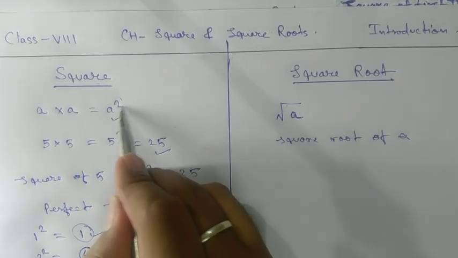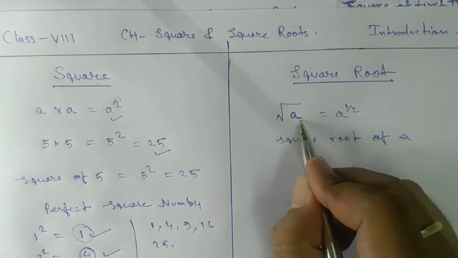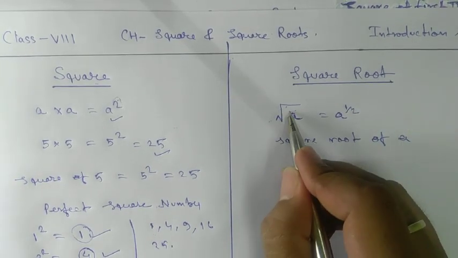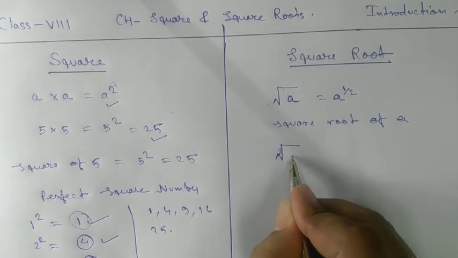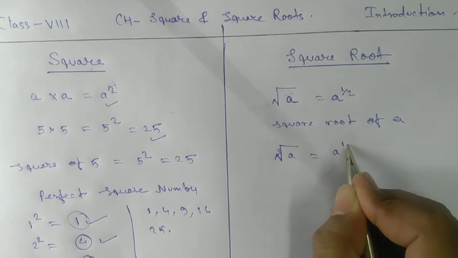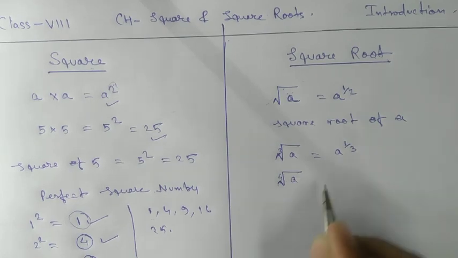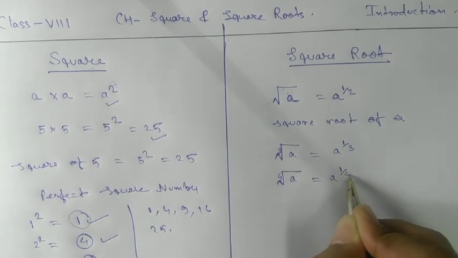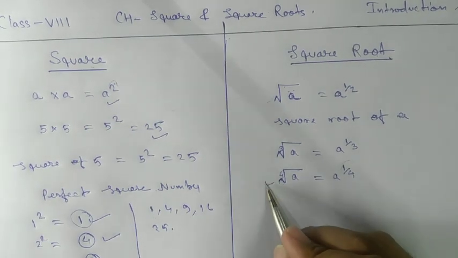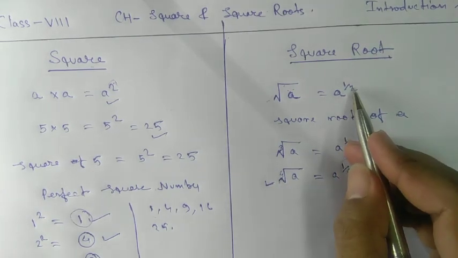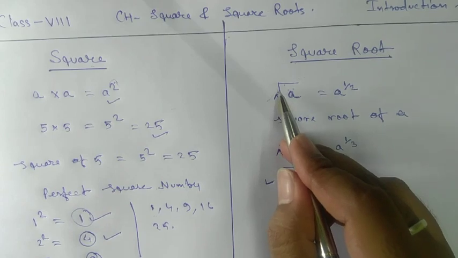What is the meaning of this one? See, here the power is 2, and what about this? Here the power is half. Generally we write this half in this form. Now if we take 3, it will look like a to the power 1/3. If we take 4 inside this part, it will be written as a to the power 1/4. When the power is in fraction, we represent it with this symbol. For 2 we generally don't write it; by default we say there is a 2.